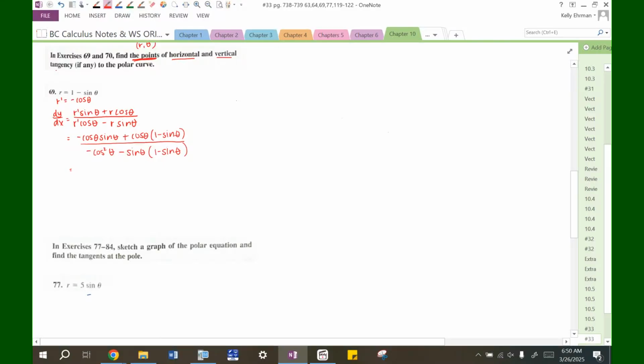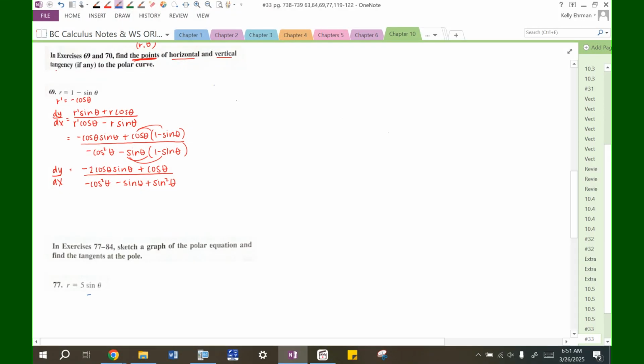Now you're going to be setting the top and the bottom equal to 0, so you can work on them separately if you want, or I'm just going to clean it up a bit here. Negative cosine sine minus another cosine sine would be minus 2 cosine theta sine theta plus cosine times 1. That's as far as I'll take the top. Bottom down here, we've got negative cosine squared theta minus sine theta plus sine squared theta. So this is my dy dx formula so far.